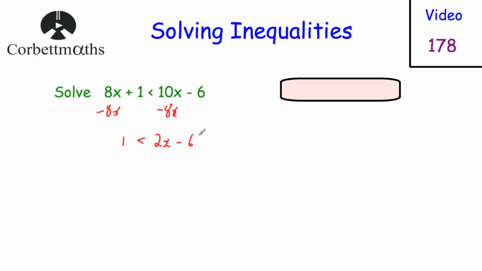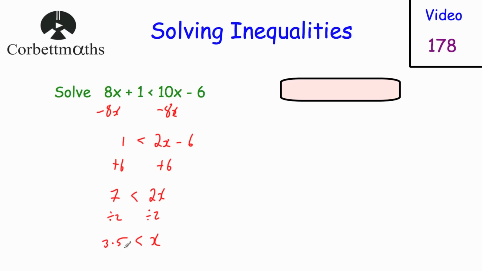Now, like an equation, I would want to get rid of this take away 6, so let's add 6 to both sides of this inequality. So 1 plus 6 is 7, so we've got 7 is less than 2x, and we added 6 to get rid of the minus 6, so we're just left with 2x. And finally, we want the x on its own, so we want to get rid of this multiply by 2, so let's divide by 2 and divide by 2. Whenever we divide 7 by 2, we get 3.5, so that's 3.5 is less than x, and that's it. So we've got 3.5 is less than x.